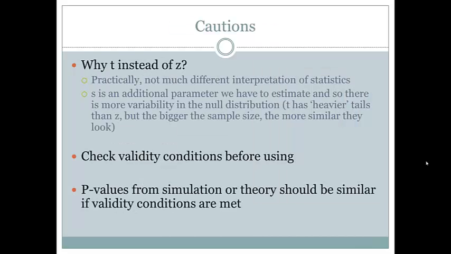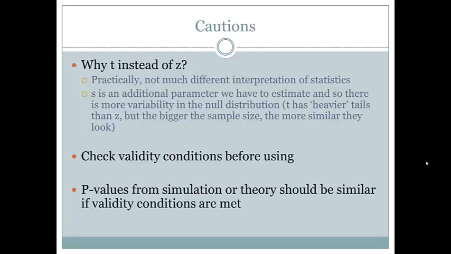A few words of caution. Why are we talking about t-statistics now instead of z-statistics? Well, practically that actually doesn't make much of a difference. The way you interpret t-statistics, in this case 3.95, is almost identical to the way you interpret a z-statistic. Hey, a z-statistic of 3.95 would be big. We'd see that's strong evidence against the null hypothesis. Same idea here.